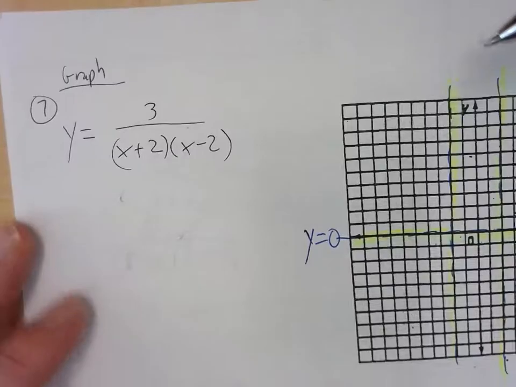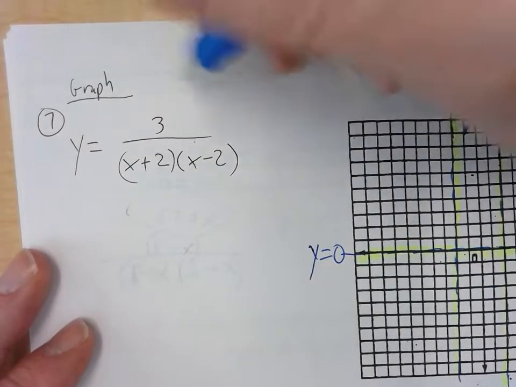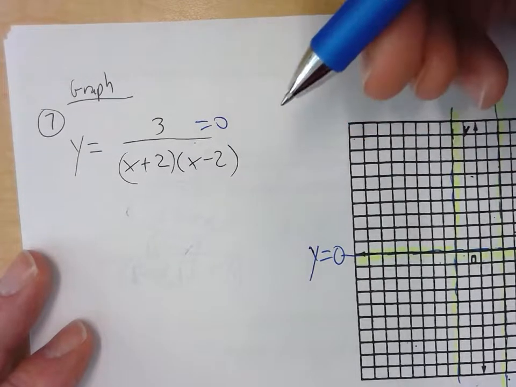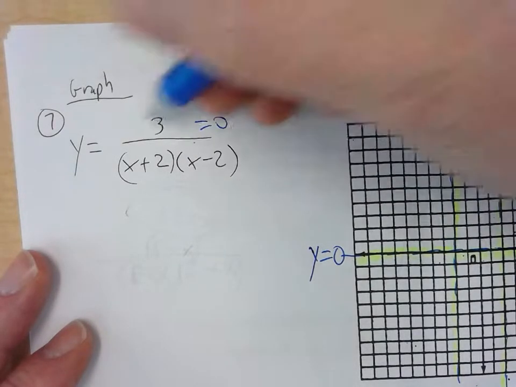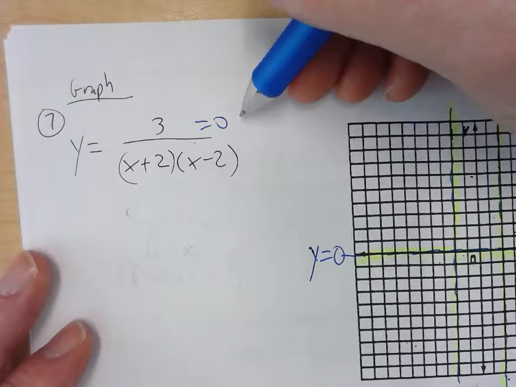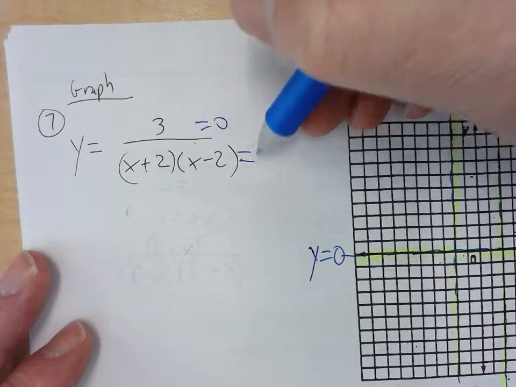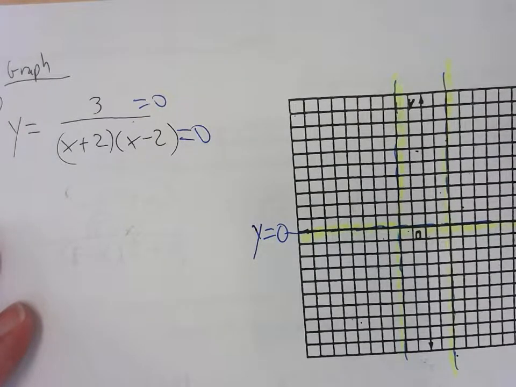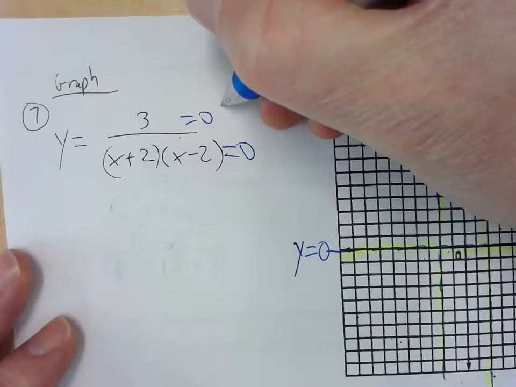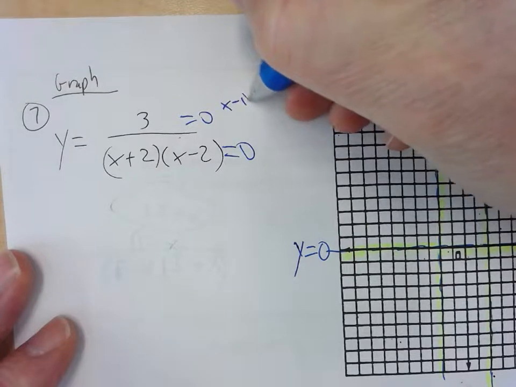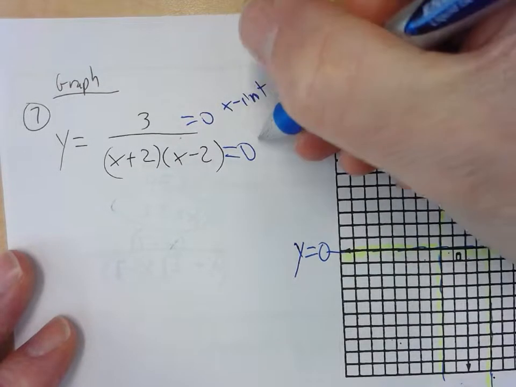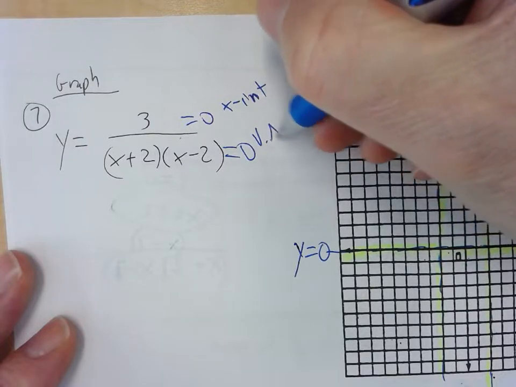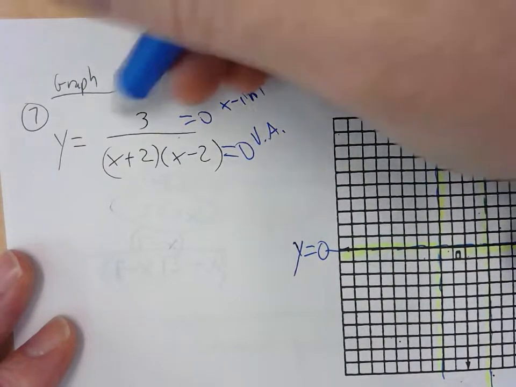Well, it doesn't. There is no x-intercept, because when you set the top of the equation equal to 0, there's no answer for that. So setting the top of the equation equal to 0 gives you your x-intercept. Setting the bottom equal to 0 gives you your asymptotes, your vertical ones. And there's two of those, but there's no x-intercept.